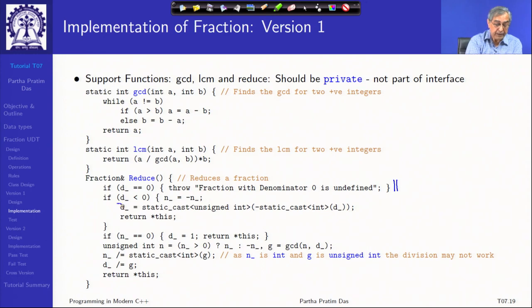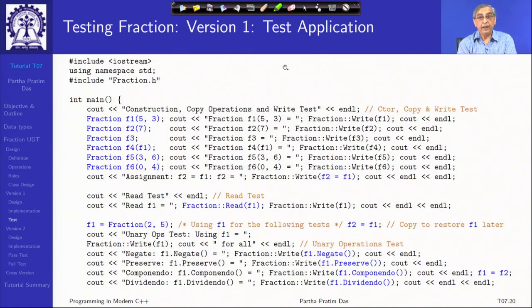If d is negative, then you have to flip the numerator as well as the denominator. If n is 0, that is the numerator is 0, you have to force the denominator to be 1, and if they are not reduced, that is they have a GCD greater than 1, then you have to take the GCD and divide both. So, this is the whole reduction process which is encoded in this.